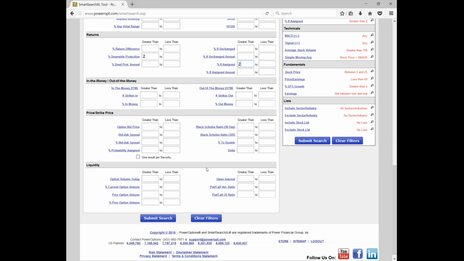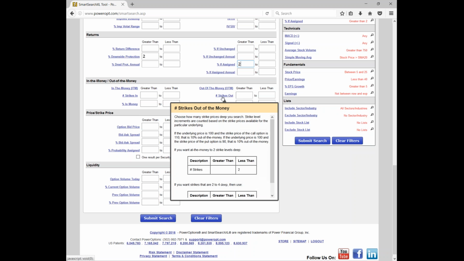Now, for those of you that mentioned we had a three-way tie, 38% of you wanted to sell in the money covered calls, 38% want to sell out of the money, and 30% generally sell at the money. Okay? Well, we have the fields here for in the money and out of the money. And you can do it by number of strikes for in or out of the money.